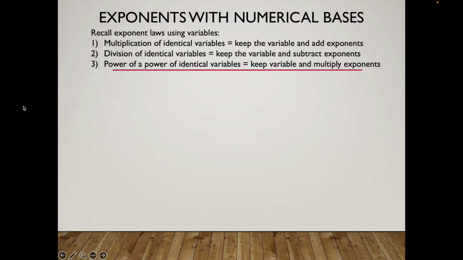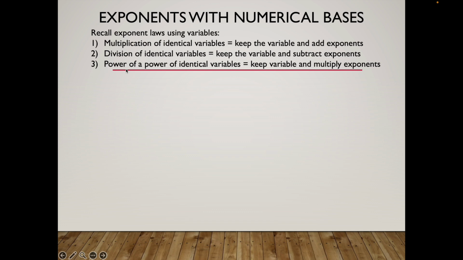Next, we're going to go over exponents with bases that are numbers. We call this numerical bases. And before we go over any examples, you're going to need to recall the exponent laws that you would have seen using variables, meaning x, y, any letter. So for the first one, the multiplication of identical variables, when you multiply two variables that are the same, you keep the variable and you add the exponents. When you divide variables that are identical, you keep the variable and you subtract the exponents.